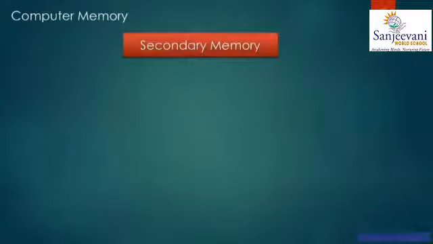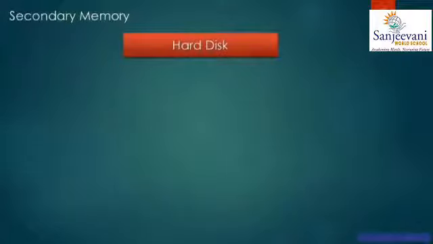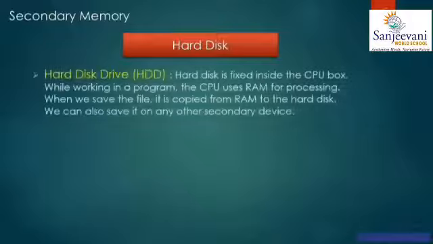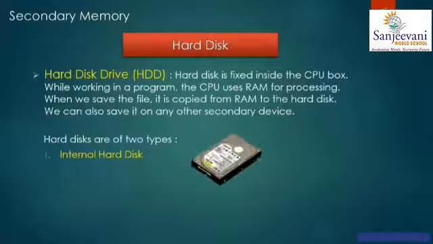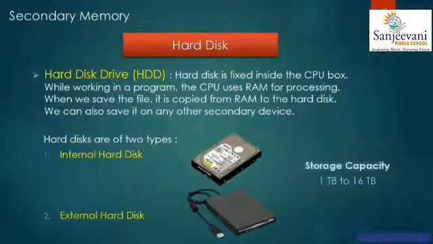Now we'll talk about all the secondary devices. Secondary devices store the information permanently. So when you save your data using the save option, it gets saved in some secondary device. So our first device is a hard disk drive. In short, we simply call it hard disk or HDD. This hard disk is fixed inside the CPU box. So while working in a program, the CPU uses RAM for processing. And when we save the file, it is copied from RAM to the hard disk. And we can save it on any other secondary device.